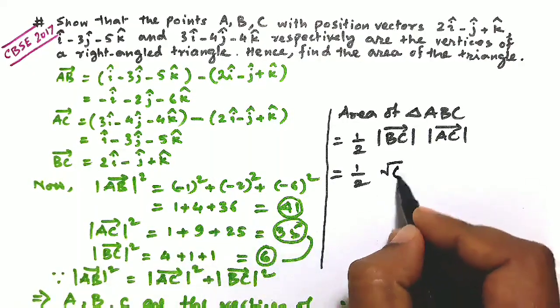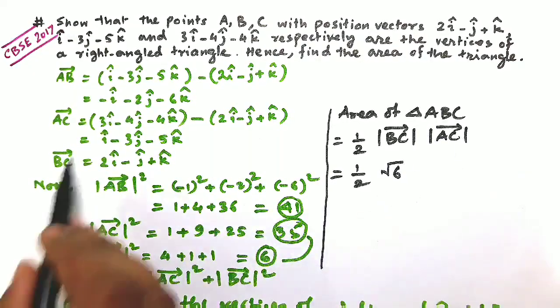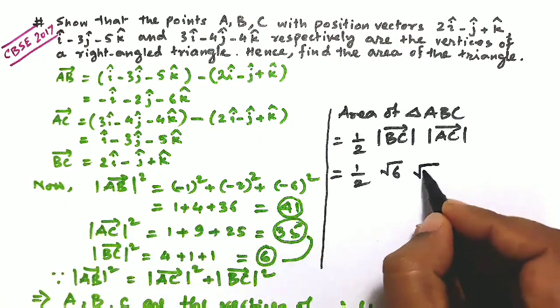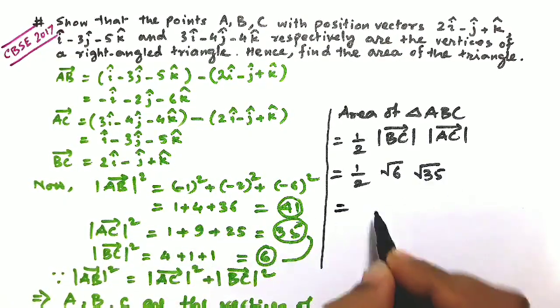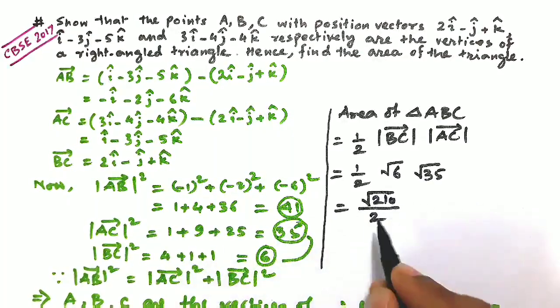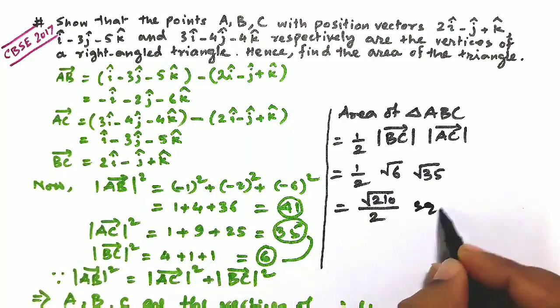So this is root 6, and the modulus of the AC vector in square is equal to 35. So its modulus is just root over 35. So we are getting root over 210 divided by 2 square units.